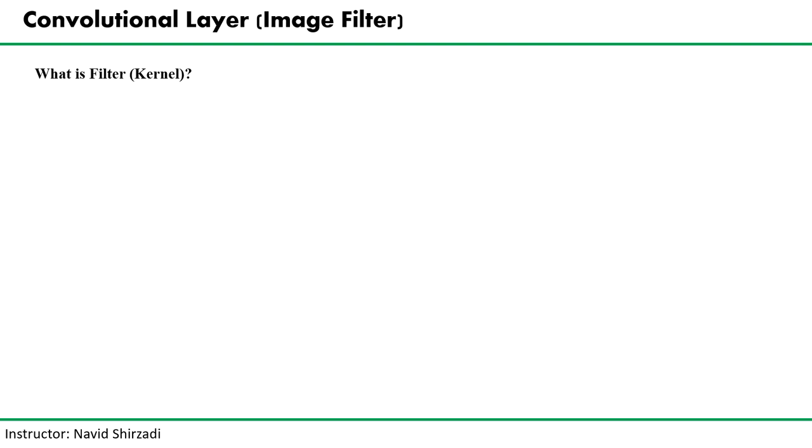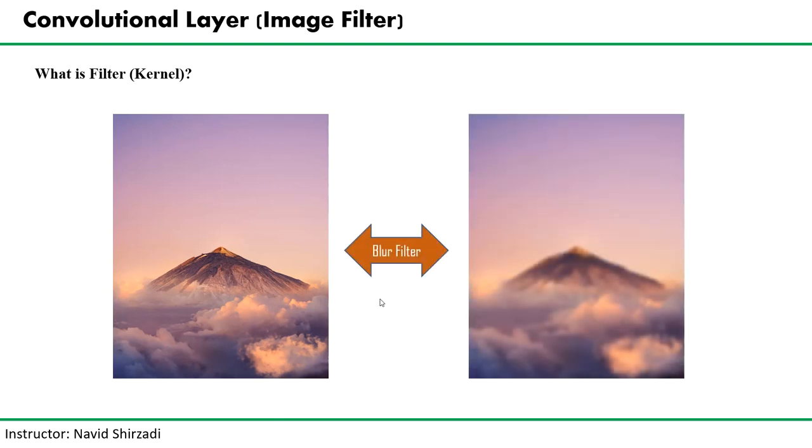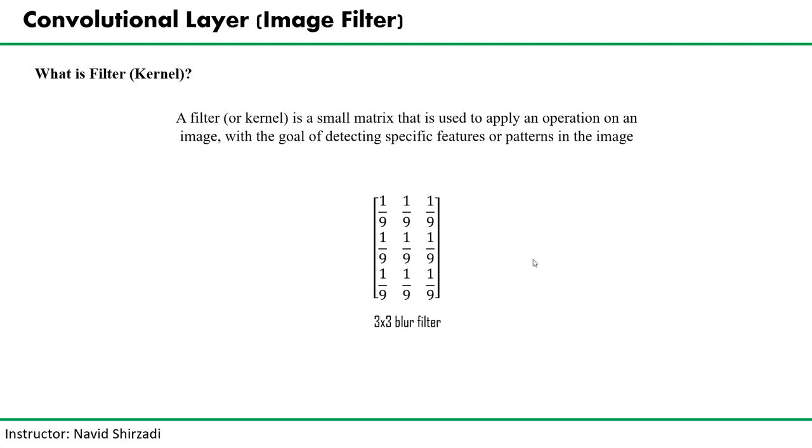But what is this filter? Most of you have used your phone or computer before for playing around with images and trying different filters on them, right? For example, the blur filter is one of the most famous ones, and you may have used that before. For example, putting a blur filter on this picture, and the result will be something like this. But what are these filters? These filters in computers are actually a small matrix that is used to apply an operation on an image with the goal of detecting specific features or patterns in the image.